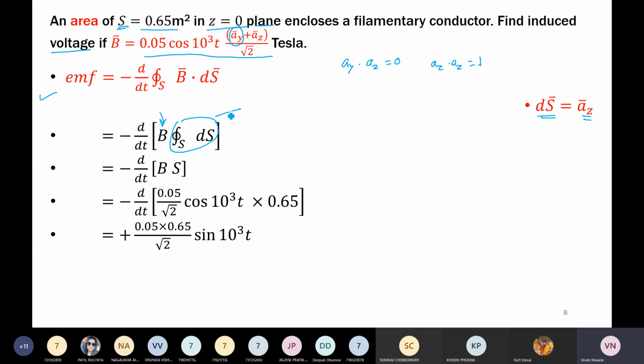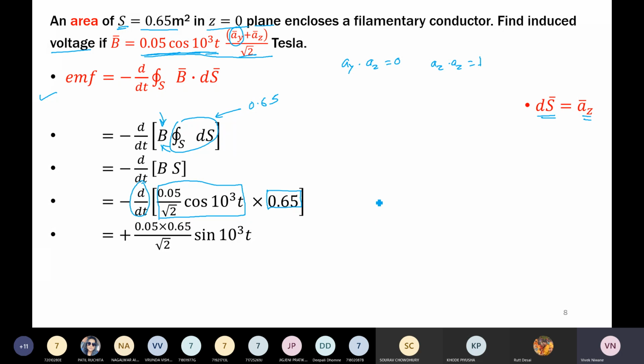इसका value आपको दिया है 0.65, and B we will have 0.05 cos of 10 raised to 3t upon root 2. तो ये वैल्यू B की यहाँ पे लिख दी और S की वैल्यू भी लिख दी. We really don't have any vectors over here after doing the dot product, so we have the expression and we need to do the differentiation as well.